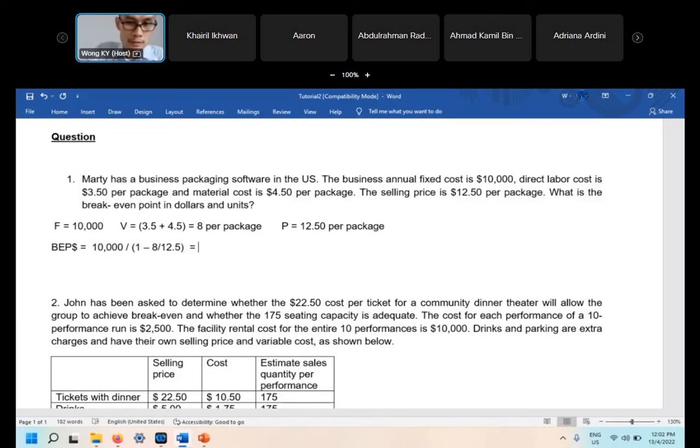So anyone has calculated this? Can you share the answer? 27.7. You sure it's 27.7? It's 10,000 divided by something. It's not 27.7, it's 27,777. I think it's something like this, 27,777.